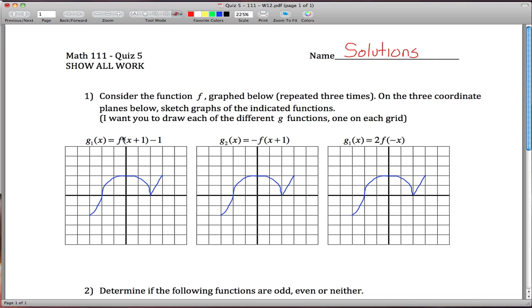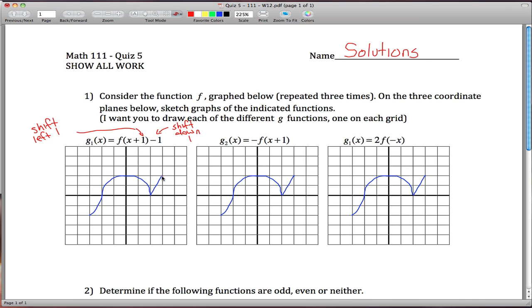So in this first one, what I want you to do is think about g as transformations of f. So let's see, this -1 right here, we'll shift it, maybe shift down by 1, and this +1 right here will shift, careful, you might think it's to the right, but it's actually to the left by 1 because the horizontal transformations are all a little backwards.